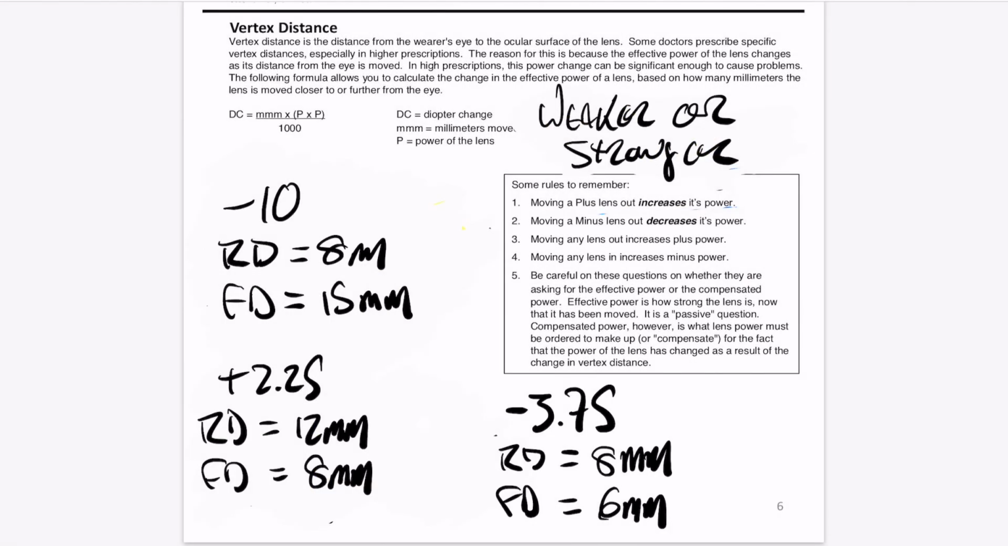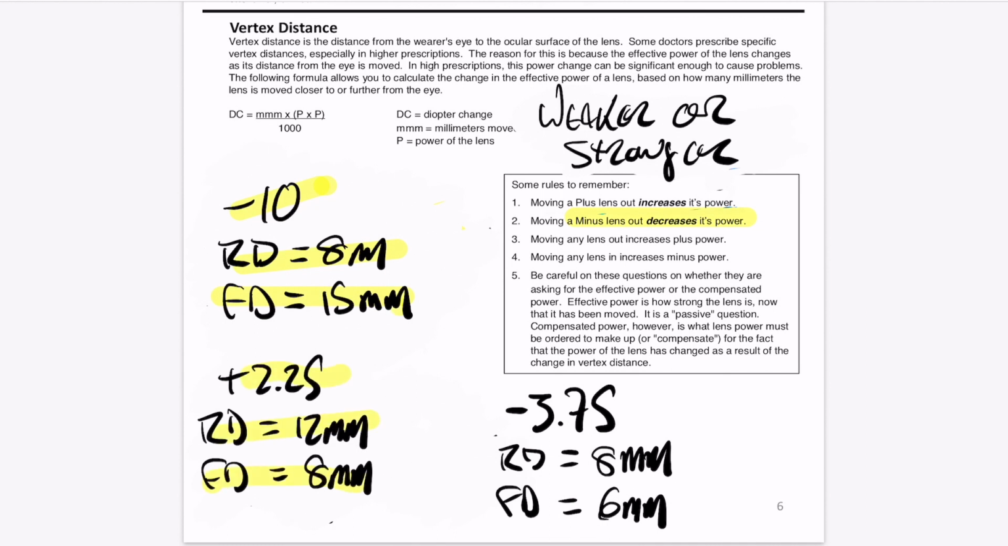Okay, a little more on the example of weaker or stronger. Now remember, this is changing the effective power of the lens. So a -10 fit at a refracted distance of 8 millimeters, moved to a distance of 15 millimeters. Remember, moving a minus lens out decreases its power. So this one would be weaker.